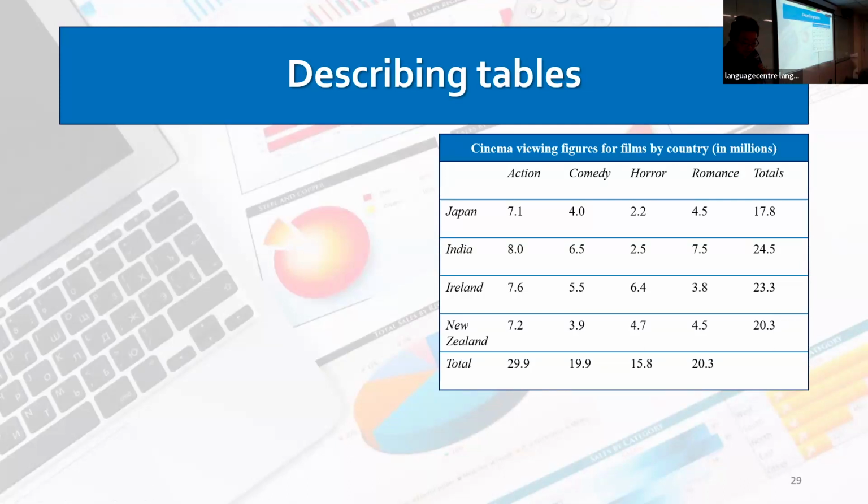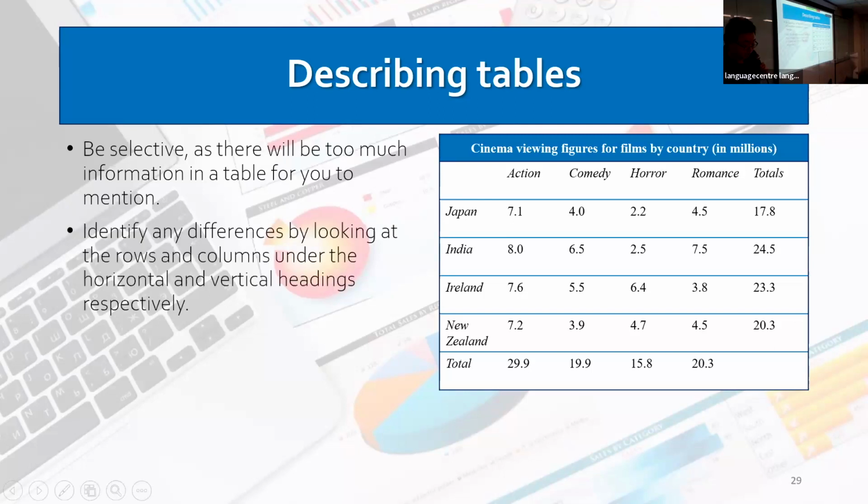And let me use this visual, cinema viewing figures, again to show you how we can apply the language features. Again, just a reminder that we need to be selective, right? We can't report everything in the table, so we need to find the most important or the most interesting features to talk about. We can look at the vertical and the horizontal headings to help you study the table more efficiently, because we only have 20 minutes for this task, right?